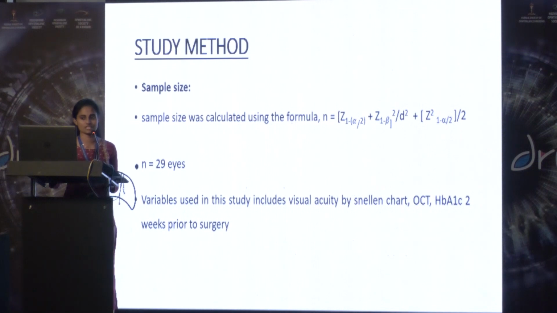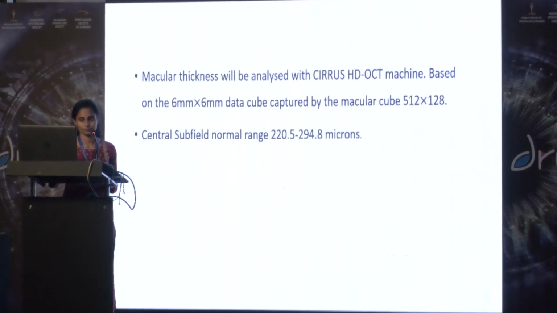For the study method, the sample size was calculated using this formula and found to be 29. Variables used in the study include visual acuity by Snellen chart, OCT, and HbA1c 2 weeks prior to surgery.